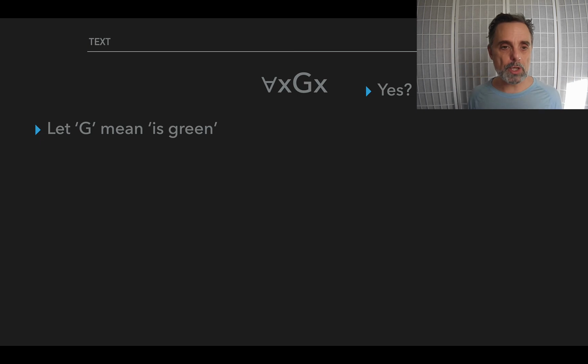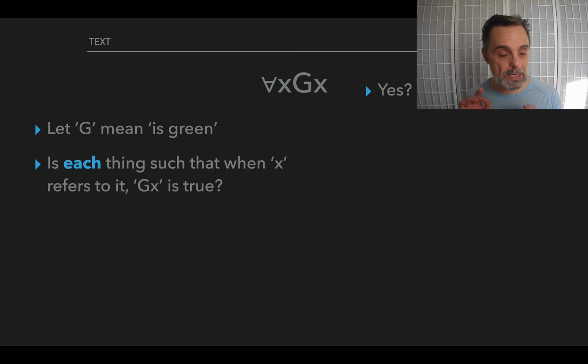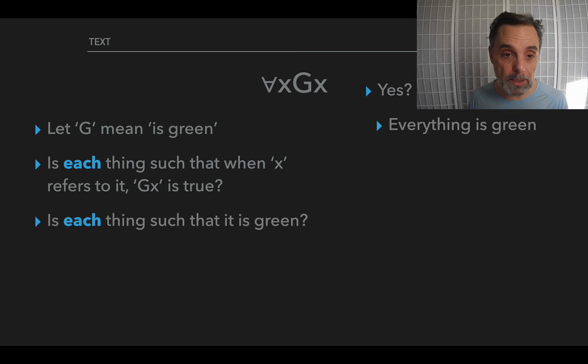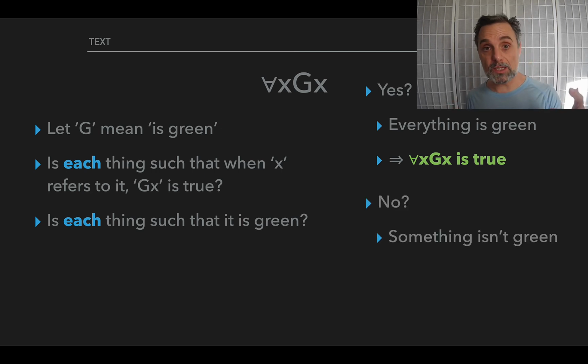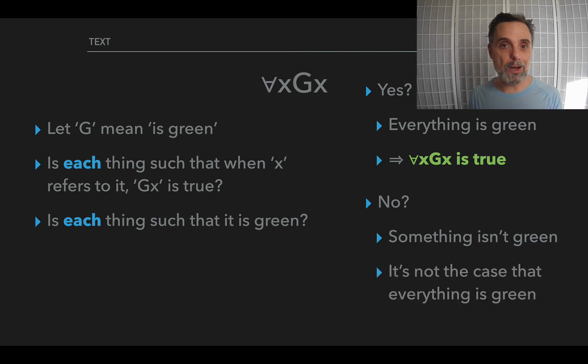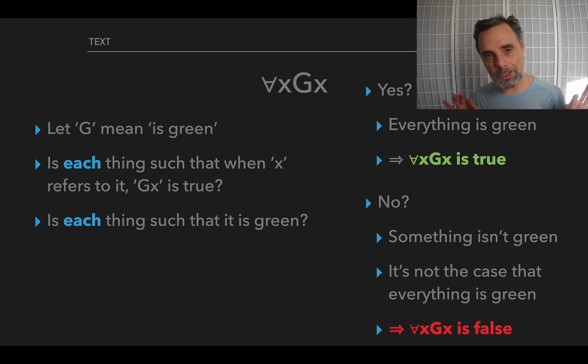So let's say we have for all x, gx. Then we have to ask, is each thing such that when x refers to it, gx is true? So we carry gx around to each thing. We say, is gx true of you, and of you, and of you, and of you? And if the answer was always yes, then everything would be green, and we'd say for all x, gx is true. But if the answer was ever no, then it would mean that something wasn't green. It'd be the thing that makes it so that when we use x to talk about it, gx comes out false. We'd say it's not the case that everything is green, and for all x, gx would be false.